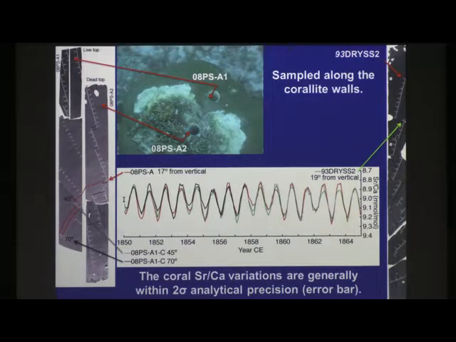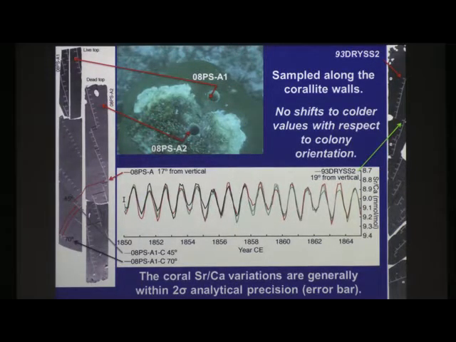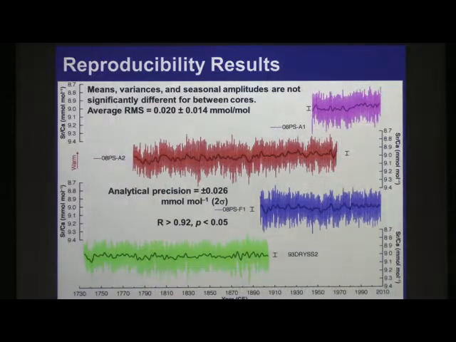If there was a problem with this, and it's been reported with some of the columnar corals from the Pacific, we would see a mean shift. We wouldn't just see the same seasonal cycle, we would actually see much higher strontium-calcium values. Here we don't see any shifts with respect to coral colony orientation.